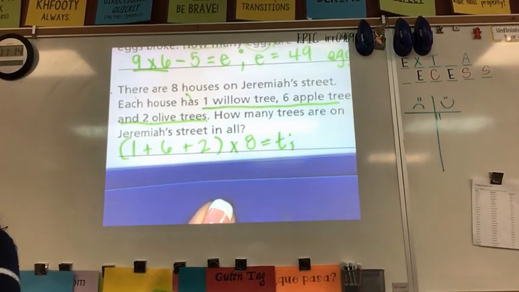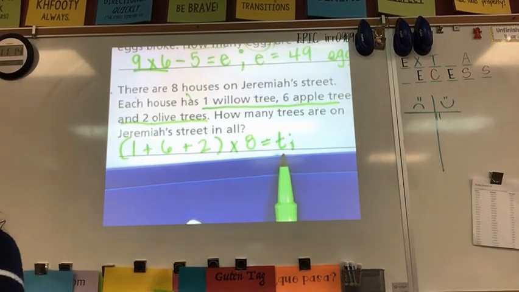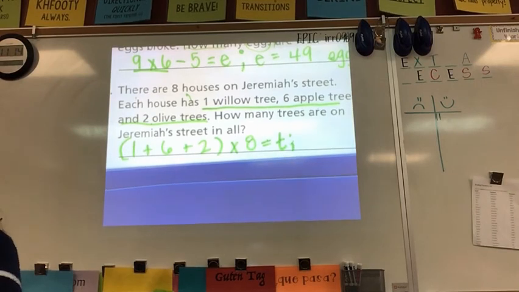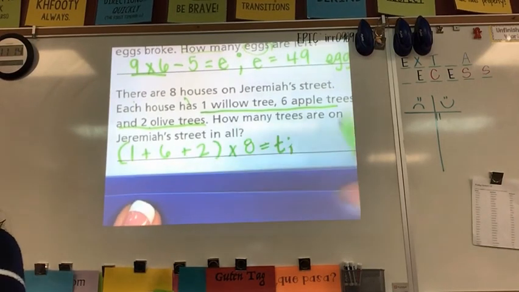And remember, when we have a t as our variable, please add that little tail so it doesn't look like a plus. Who thinks they could tell me how many trees are on the street in all?